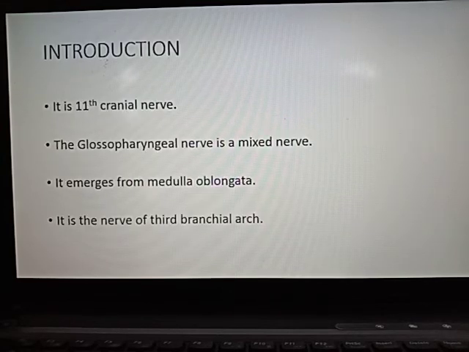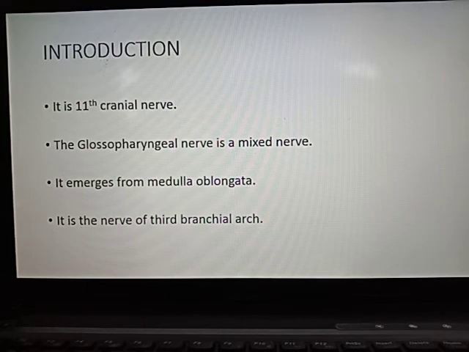You all know this glossopharyngeal nerve. It is the 9th cranial nerve, and the glossopharyngeal nerve is a mixed nerve. Mixed means it contains the sensory and the motor part. It emerges from the medulla oblongata, and it is the nerve of the third branchial arch.